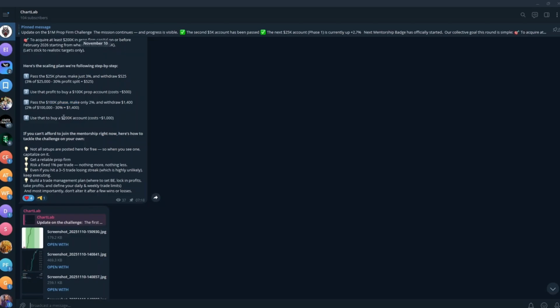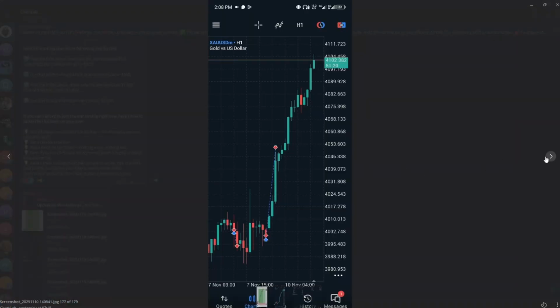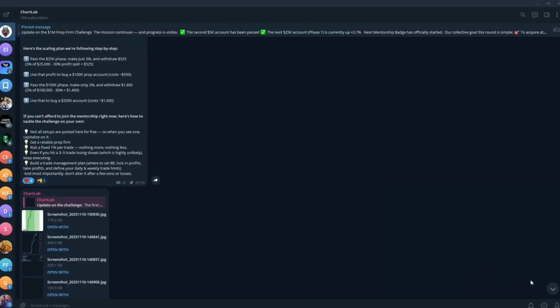And at the end of the day, the goal of this next 3 months is to make 200K in profit funding, right? So if you guys are interested in it, and this is actually the proof of it, you can go through it. You can see this is actually the proof of the next 25K we have, but this one is up only 2.7%.